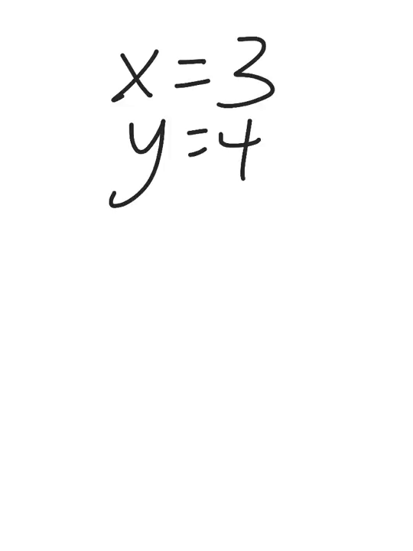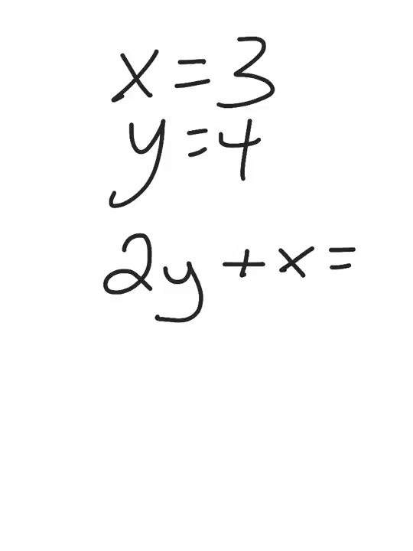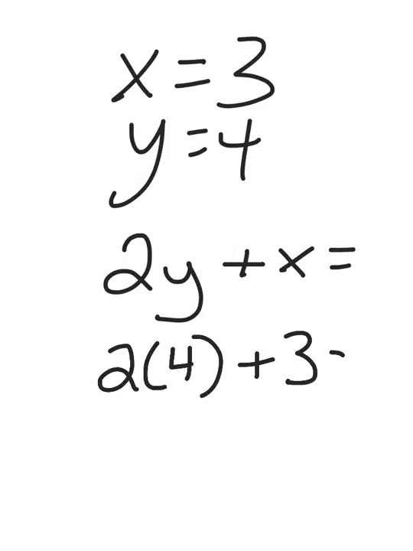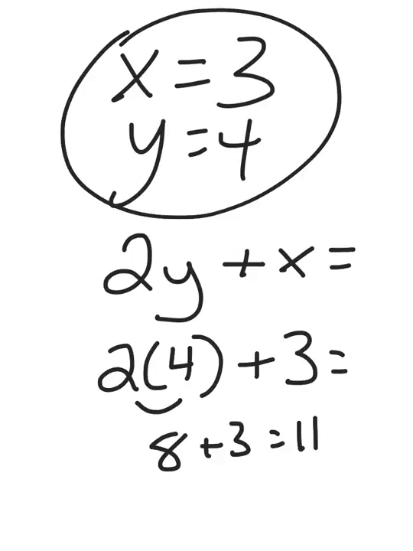Sometimes you'll actually get 2 different variables in the same equation. So if I say x equals 3 and y equals 4, I can have 2y plus x. In this case, y equals 4, so I'm just going to replace the y with a 4. I put parentheses just to know that I'm multiplying it. And then I'm adding the x, so I replace that with 3. Then I have to do 2 times 4, because of order of operations. You do multiplication before addition. Plus 3 gives me 11. So in this case, 2y plus x equals 11 if x is 3 and y is 4.